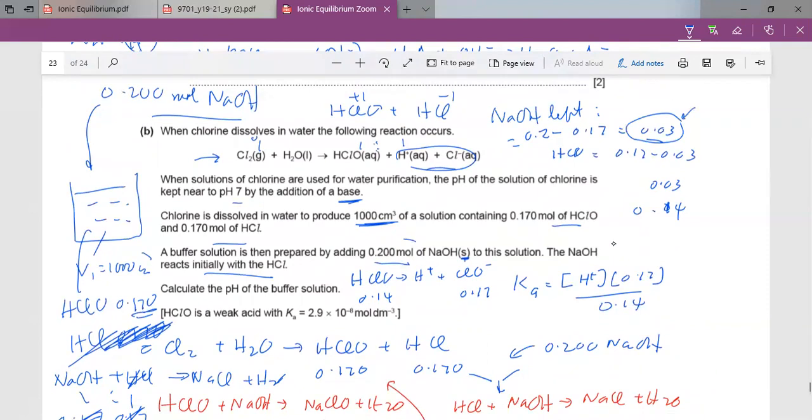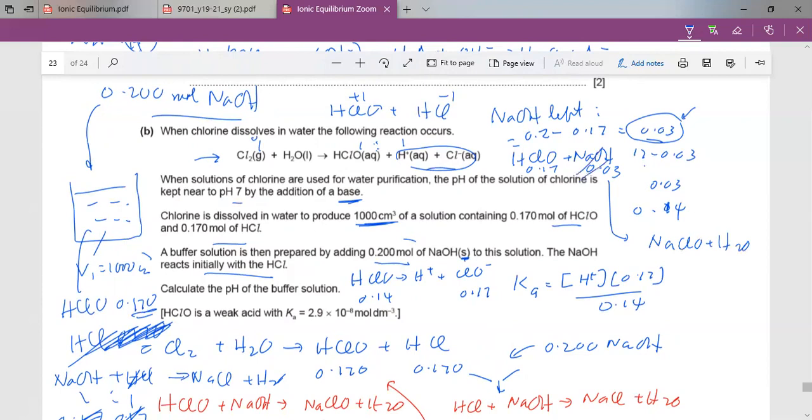It will react with your HClO, plus your NaOH. Here is 0.17, what's left behind is 0.03. So it will react to give you NaClO and H2O. That means all of this NaOH will be gone.